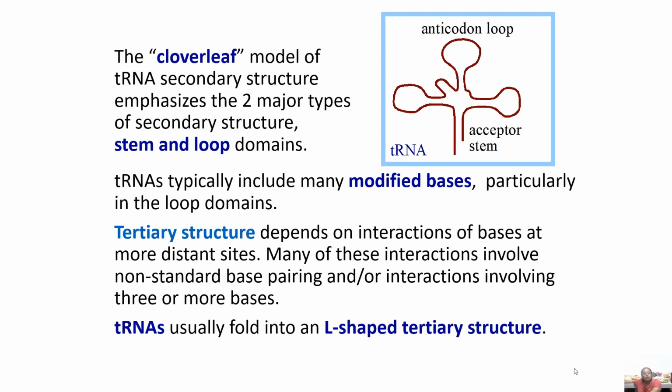Now, the cloverleaf model of tRNA secondary structure emphasizes the two major types of secondary structures, stem and loop domains. tRNAs typically include many modified bases in the loop domains. Tertiary structure depends on interactions of bases at more distant sites. Many of these interactions involve non-standard base pairing or interactions including 3 or more bases. tRNAs usually fold in the L-shaped tertiary structure.